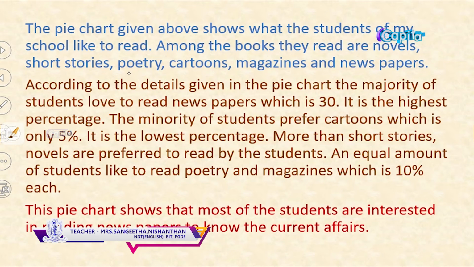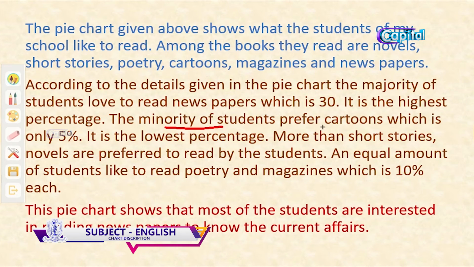And in the second paragraph, according to the details given in the pie chart, the majority of students love to read newspapers, which is 30%. It is the highest percentage. The minority of students prefer cartoons, which is only 5%. It is the lowest percentage. More than short stories, novels are preferred to read by students.